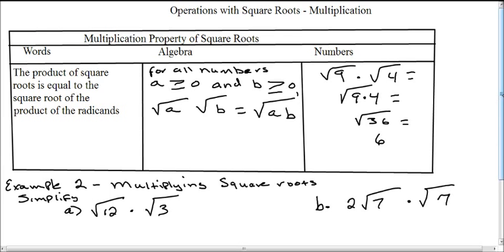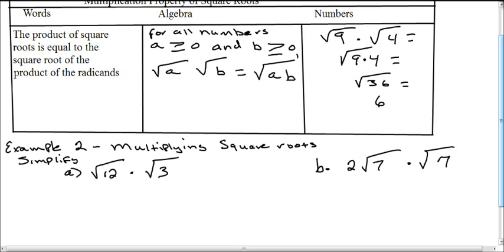Okay, saying that, let's take a look at a quick example. And then I'm sure that once you see that, you'll have a real good interpretation of what we're trying to do. So we want to multiply these square roots and simplify. So again, looking at the rules above, A says the square root of 12 times the square root of 3.